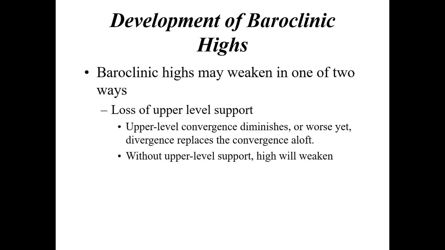And basically, as far as weakening mechanisms, baroclinic highs weaken in one of two ways. First case is where they lose their upper level support, where your upper level convergence, or the addition of mass aloft, will diminish, or worse yet, if you get upper level divergence replacing the convergence aloft, that is going to remove mass from the upper levels of the atmosphere. That's actually going to promote rising air motion in high pressure systems like sinking air. So without the upper level support, the high will eventually weaken.